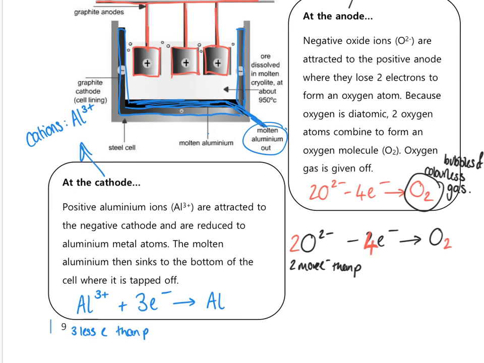So again, for this, you need to know your half equations most importantly, and know which ion moves to which electrode. So at the anode, it's always going to be the anion, in this case it's oxygen. And at the cathode, it's always going to be the cation that moves there. In this case it is aluminium.